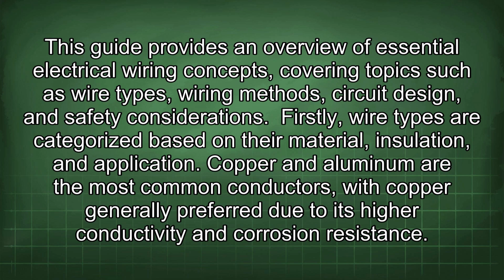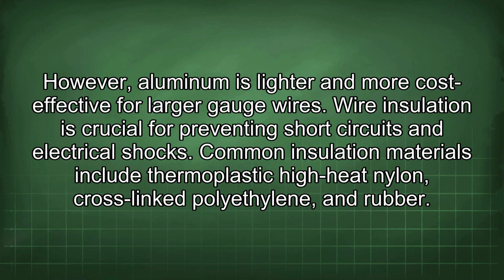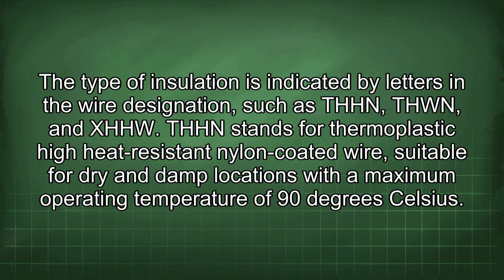Copper and aluminum are the most common conductors, with copper generally preferred due to its high conductivity and corrosion resistance. However, aluminum is lighter and more cost-effective for larger gauge wires. Wire insulation is crucial for preventing short circuits and electrical shocks. Common insulation materials include thermoplastic high-heat nylon, cross-linked polyethylene, and rubber. The type of insulation is indicated by letters in the wire designation such as THHN, THWN, and XHHW.